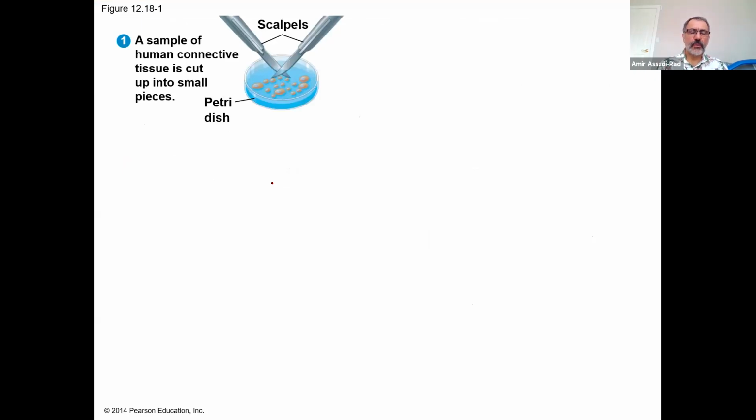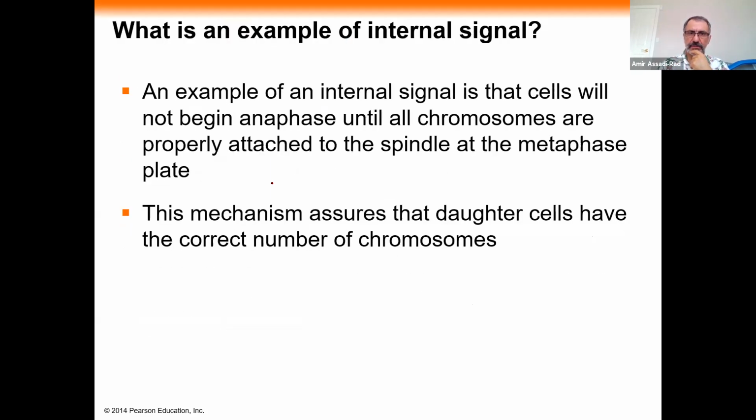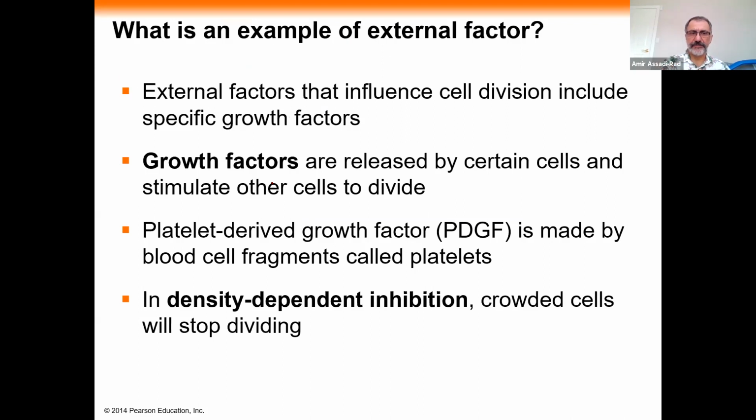Okay, so what happens? A sample of human connective tissue is cut up into small pieces in a petri dish, and enzymes digest the extracellular matrix, so the cells are by themselves, suspension-free fibroblasts. Cells are transferred into culture vessels. PDGF is added. That's it. Remember that we talked about PDGF, platelets. That's what that is. Platelet-derived growth factor.